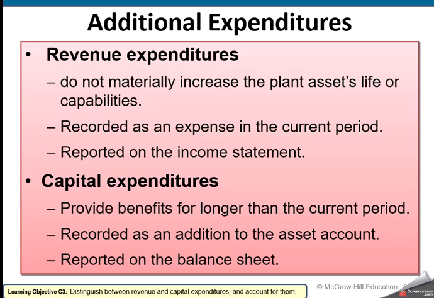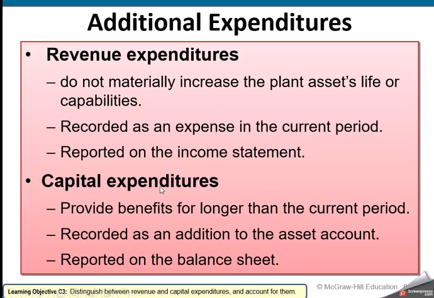Then as I said when I first started the chapter, if things get charged to equipment or building, I call those capital expenditures. So those are things that go to our long-term assets, our property, plant, and equipment, and they're going to provide benefits for us for more than the current year. So they're going to go into that asset account, they're on the balance sheet, and we're going to depreciate them.